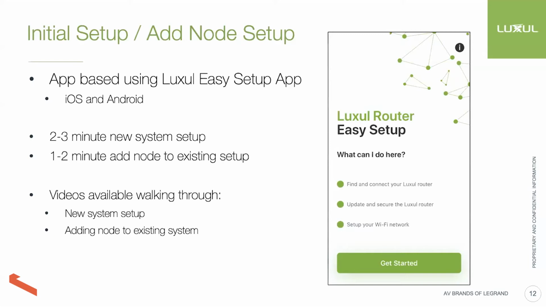The Easy Setup app is available, of course, for both iOS and Android. And I am not exaggerating when I say a multi-node setup is a 2 to 3 minute ordeal. It really is very quick and very, very simple. If you want to add a node to an existing system, you do not have to reset the entire mesh network. You can use the app again and just add that node to the existing system. So those are the two uses for the app.